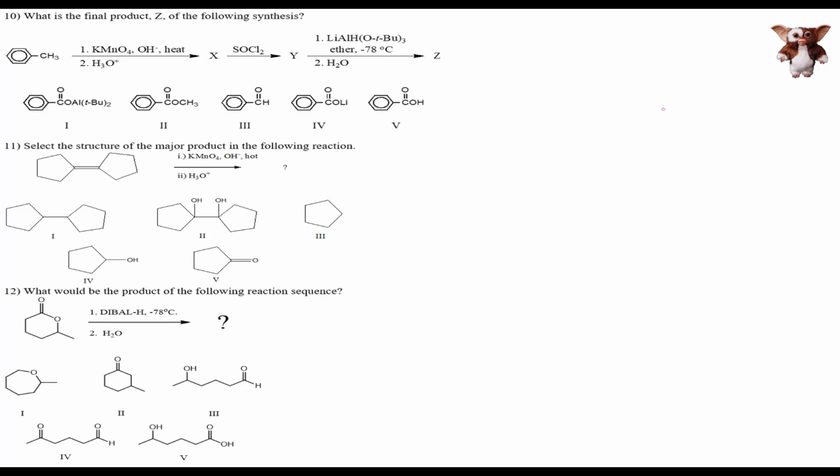Okay, for number 10, what is the final product Z of the following synthesis? Okay, well, first, we're going to have to notice that this is toluene, and we're reacting it with some potassium permanganate with alcohol and heat. Well, this is always going to make a carboxylic acid. You can do it on nitrile groups, aldehydes, ketones, etc. It's going to make a carboxylic acid. So I'm going to call it carboxylic acid. And we now have this structure.